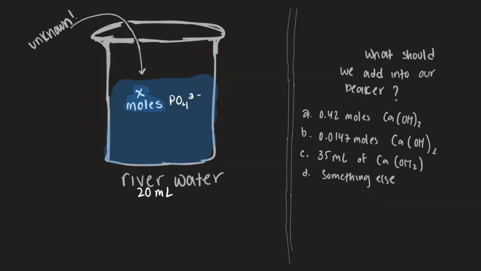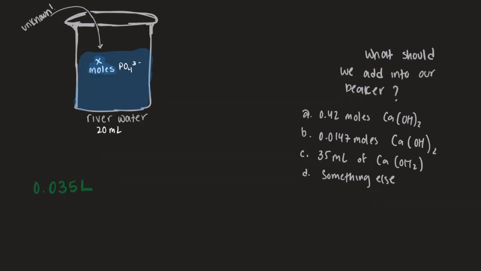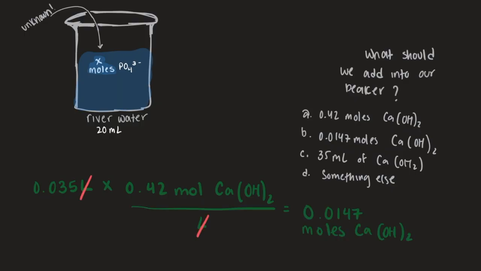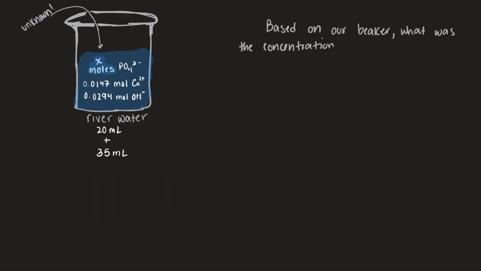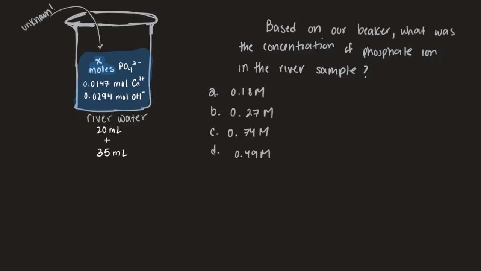Dimensional analysis shows us that 0.035 liters times 0.42 moles of calcium hydroxide per liter gives us 0.0147 moles of calcium. Of course, we know that this is an ionic compound, so that is 0.0147 moles of calcium ions in our beaker and 0.0294 moles of hydroxide ions in our beaker. Let's add the volumes to the bottom of our beaker, but don't combine them just yet. Based on our beaker, what was the concentration of phosphate ion in the river sample?